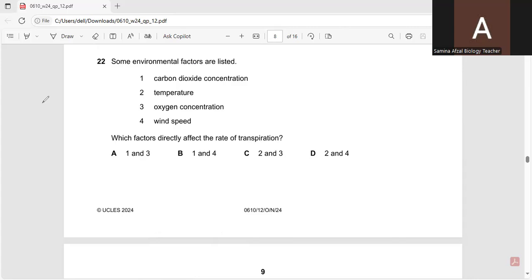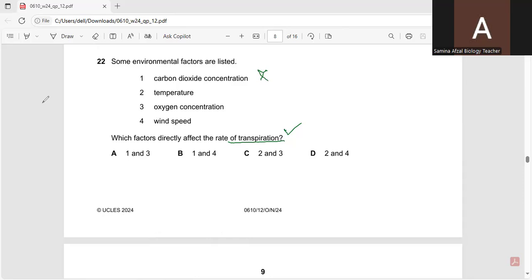Now, next is question number 22. Some environmental factors are listed: carbon dioxide concentration, temperature, oxygen concentration, and wind speed. Which factors directly affect the rate of transpiration? Transpiration is the removal or evaporation of water molecules through the aerial parts of the plants, especially the leaves. So it is not concerned with carbon dioxide concentration. Whether carbon dioxide is high or low, it will not affect the rate of transpiration. So the first option is not correct.